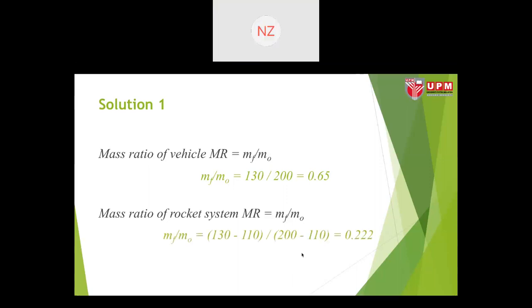0.55. No, it is not. So basically, the mass ratio of the rocket system, good try. Basically, you have to deduct the mass of the rocket after operation minus the non-propulsive system, 110. So 130 minus 110 divided by 200 minus 110. So you will get this value, 0.222.